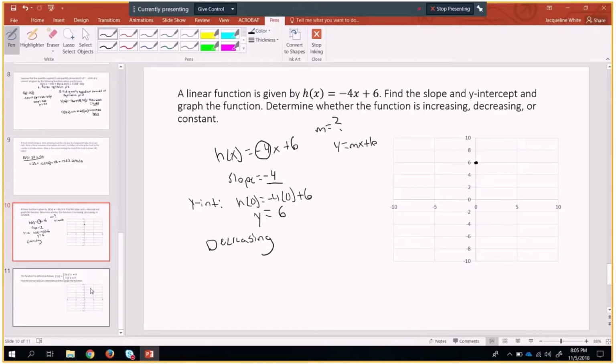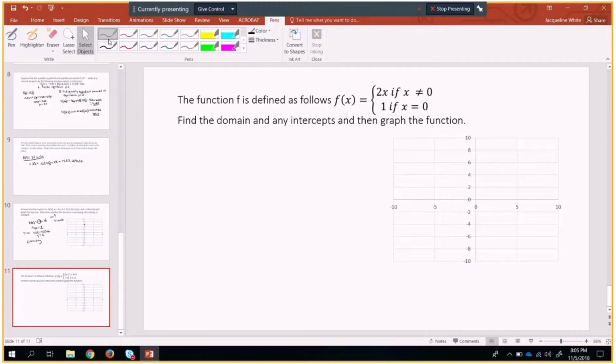So last question. Wow. Finally. It says the function f is defined as follows. F of x is equal to 2x if x does not equal 0, and 1 if x is equal to 0.